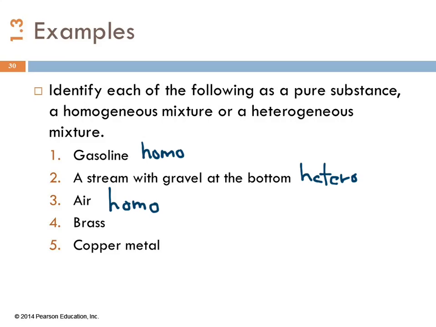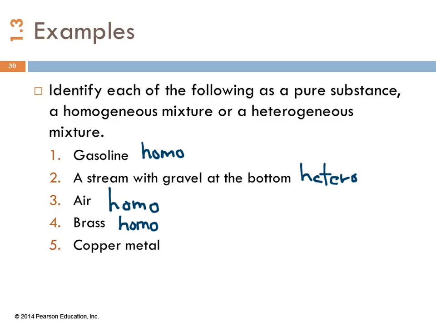How about brass? What's brass? Well, think of a brass doorknob. Brass is actually a mixture of different metals. It's not an element. Is it homogeneous or heterogeneous? It's homogeneous. Now the question here is asking us, identify as a homogeneous mixture or a heterogeneous mixture.